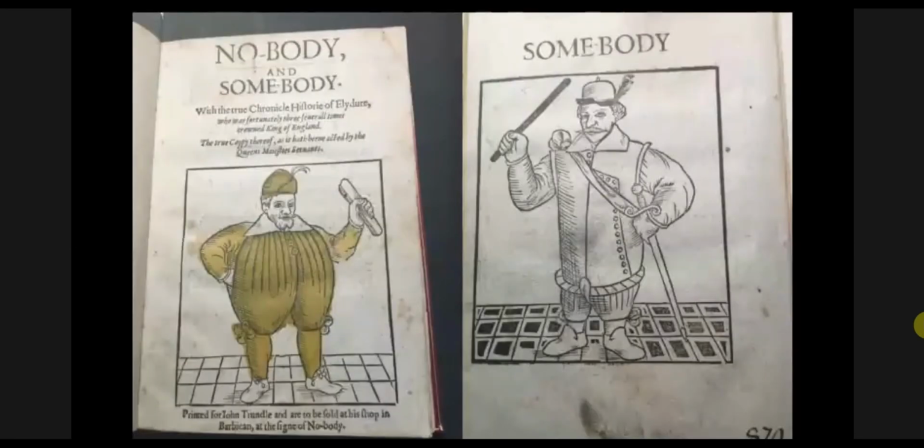For example, in 1606, John Trundle published an anonymous play about the legendary British past and the history of King Leir, which features in Tudor chronicles such as Holinshed.